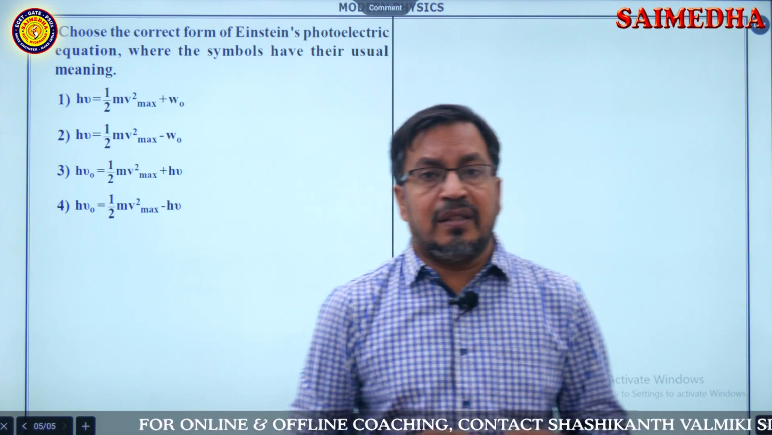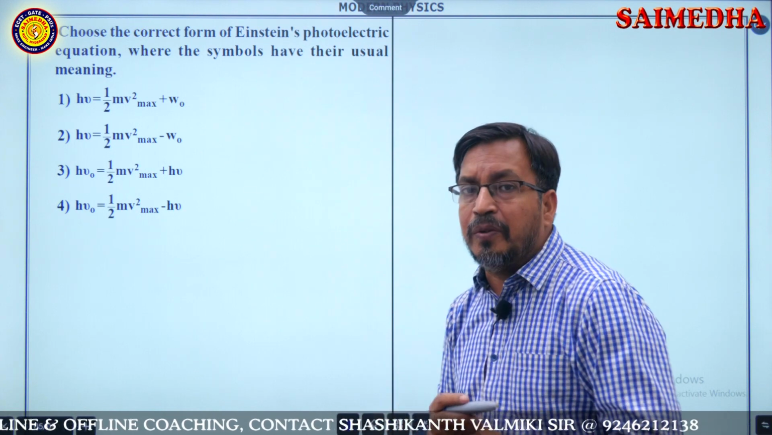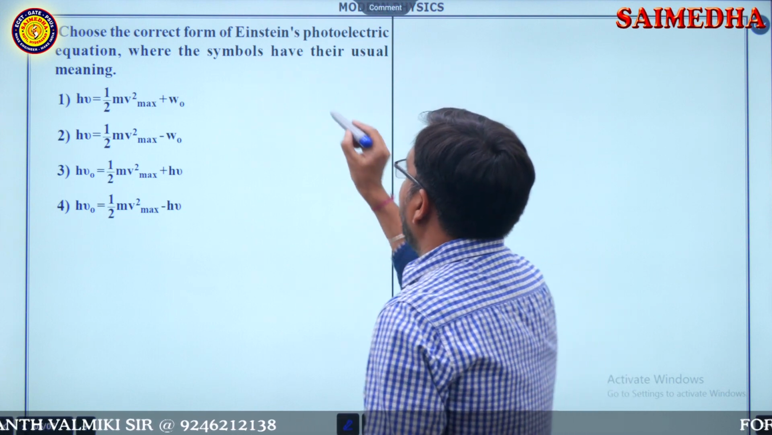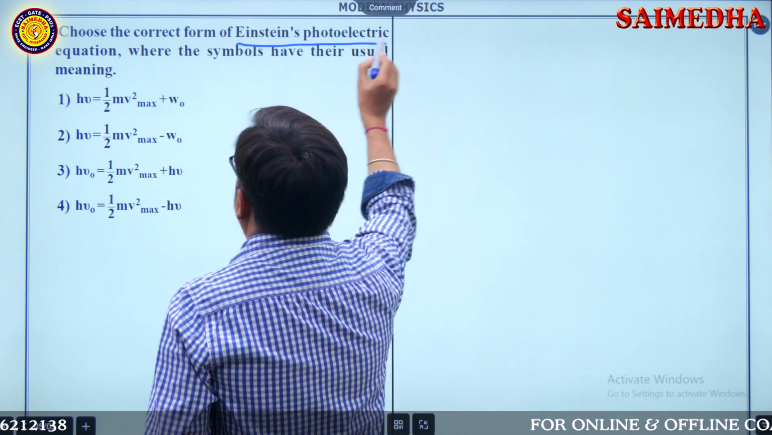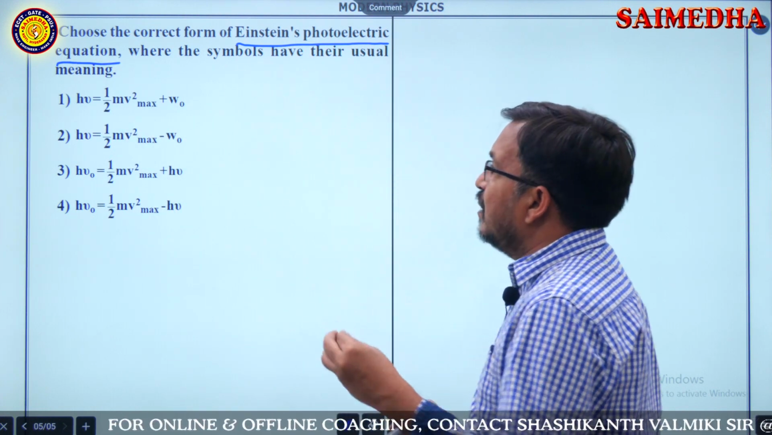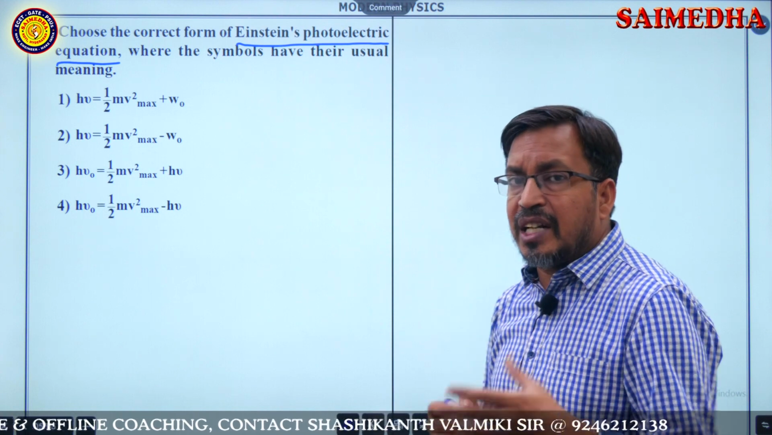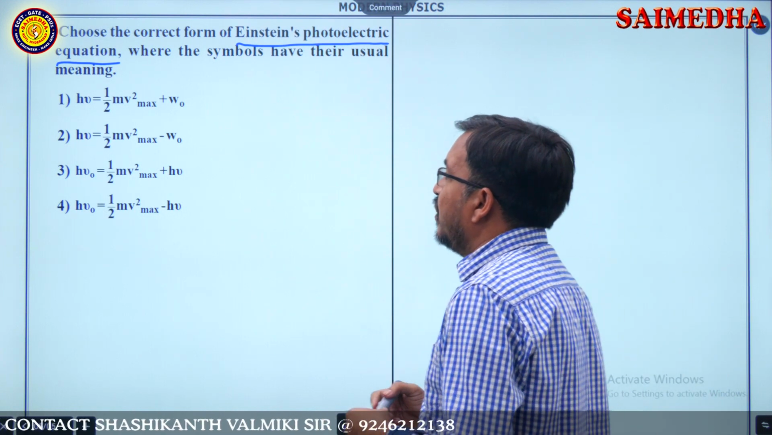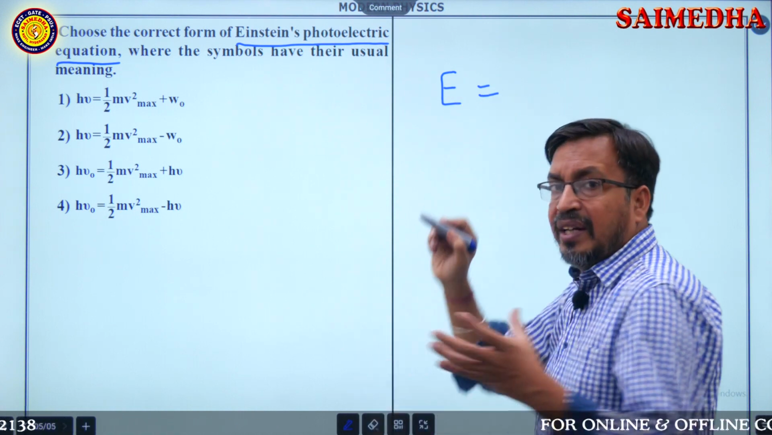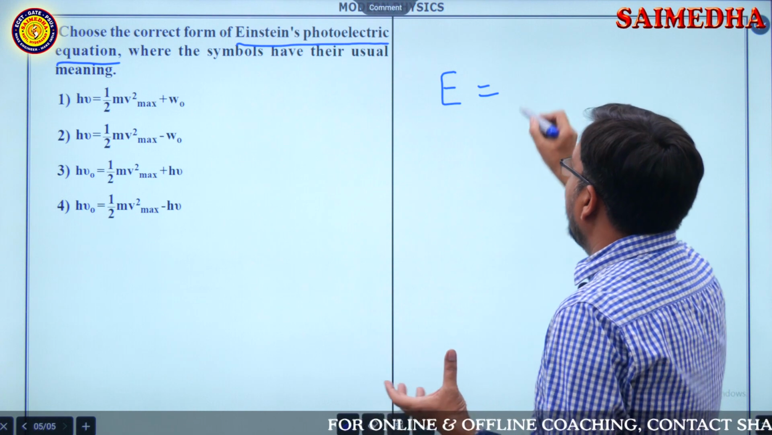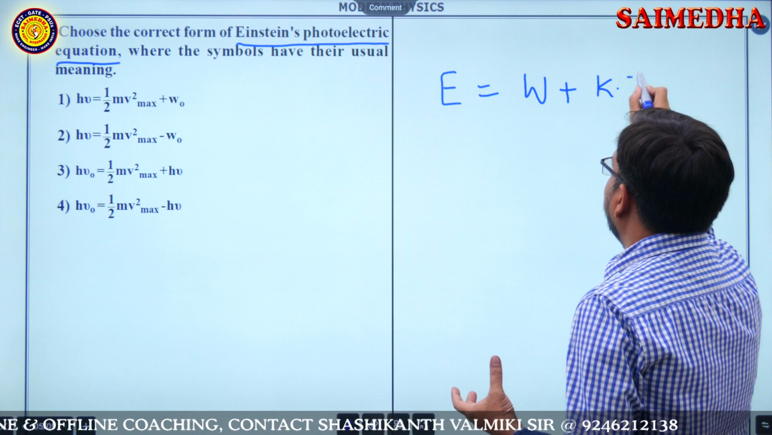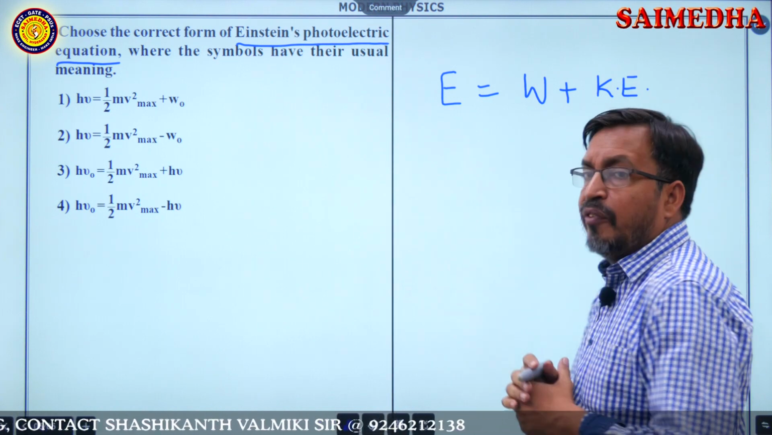See students, the third question is again related to the Einstein equation. Choose the correct form of the Einstein photoelectric equation, where the symbols have their usual meanings. So, just now we explained what the Einstein photoelectric equation is. That is, E, the energy of incident light, is equal to the work function, that is W, plus kinetic energy.